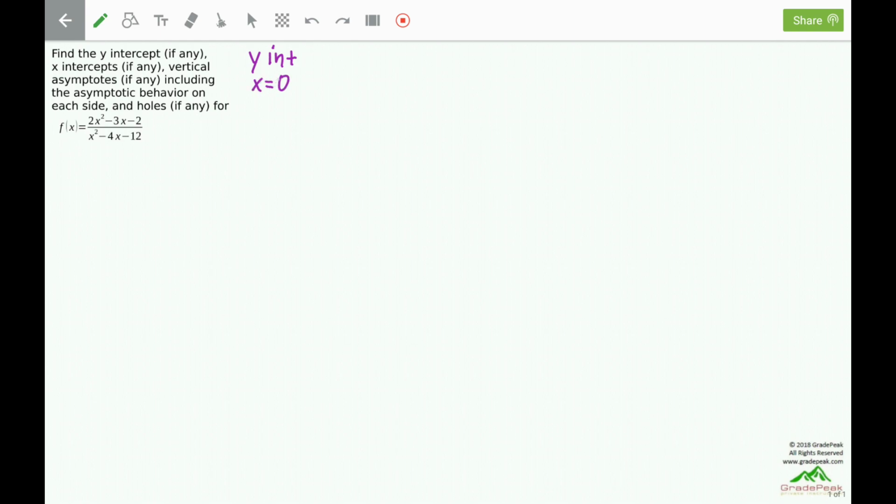Defined by x equals 0, and the corresponding y-coordinate can be found by plugging the 0 in for x into the function, which gives 2 times 0 squared minus 3 times 0 minus 2 divided by 0 squared minus 4 times 0 minus 12.